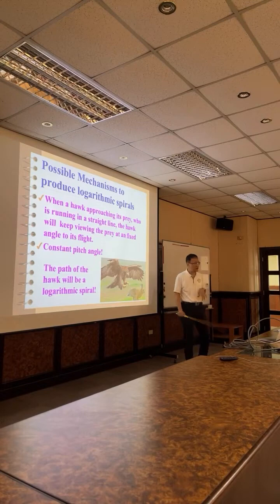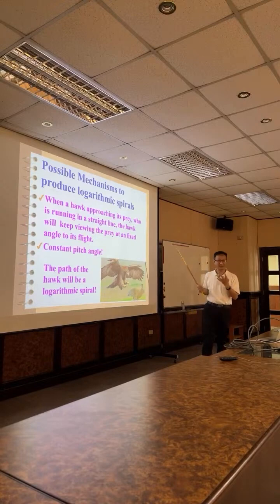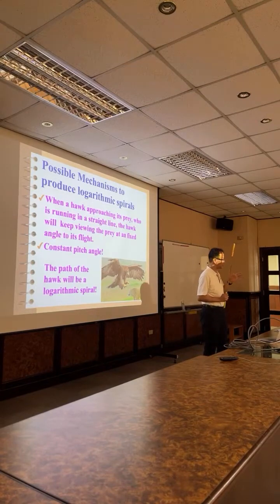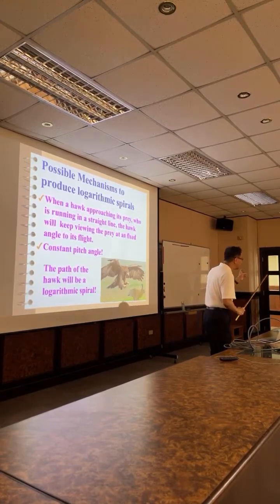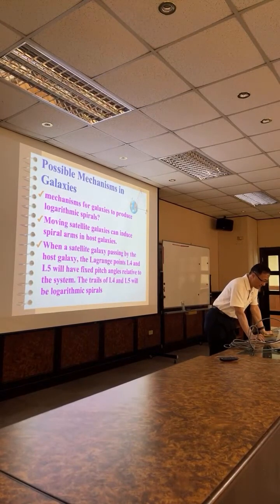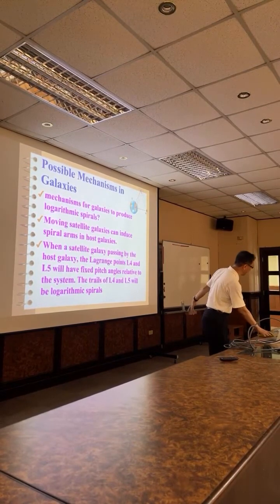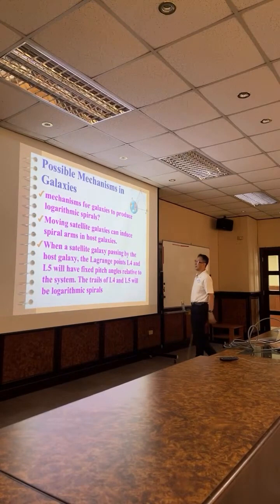In that way, the path or the trail of the hawk will become a logarithmic spiral. So the idea for a galaxy to create a logarithmic spiral is to look for a similar thing, but it also needs to be related to density. We know that spiral density wave theory is not a definite truth, right? So what is the possible mechanism? I don't say this is correct, but I have some idea. What is the mechanism for a galaxy to produce this spiral?